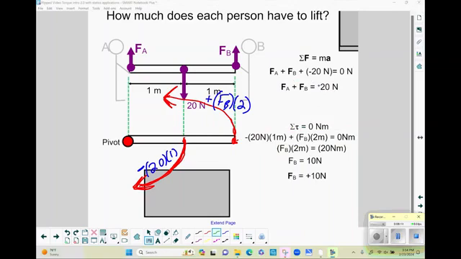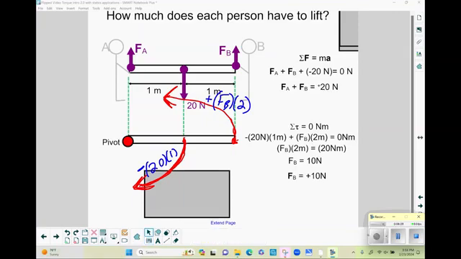So now I can turn around and solve for FB, and I can see that FB is equal to 10 newtons, which was half the weight, which is what I felt the answer should have been, just in the fact that everything seems to be evenly distributed.